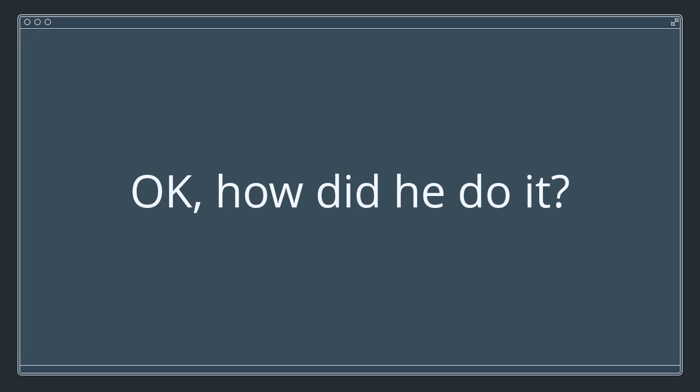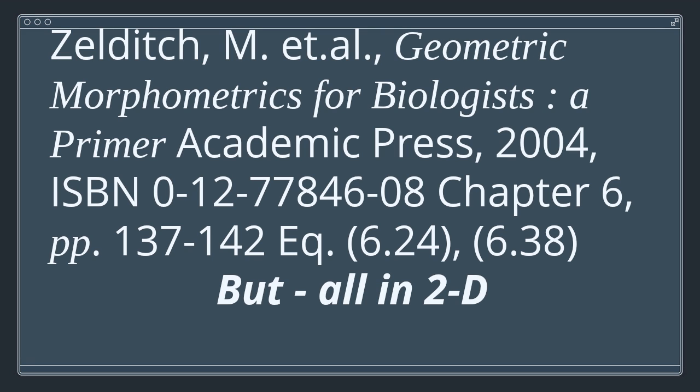Okay, how did he get that? Bookstein achieved that using equations 6.24 and 6.38 from the 6-page mathematical derivation in Chapter 6 of Zeldich's book on pages 137 through 142. I'm citing those instead of equation 9 from his paper because that version was printed with a typo. Anyway, those equations don't have to be shown here either, because I had to make a major change in the approach from 2D to 3D.